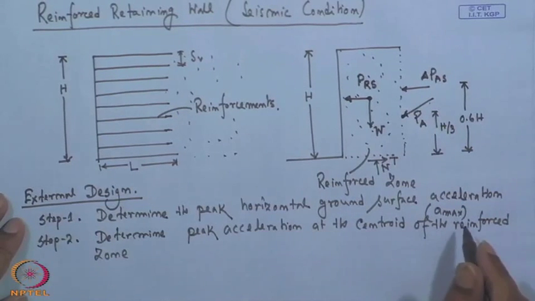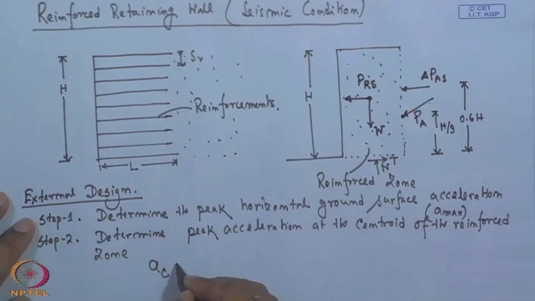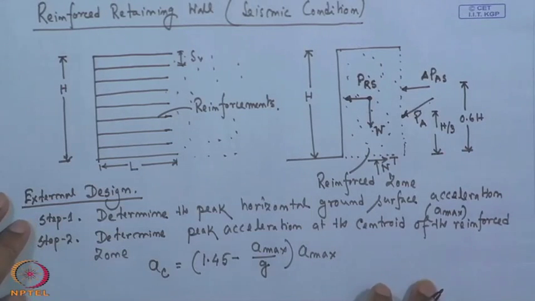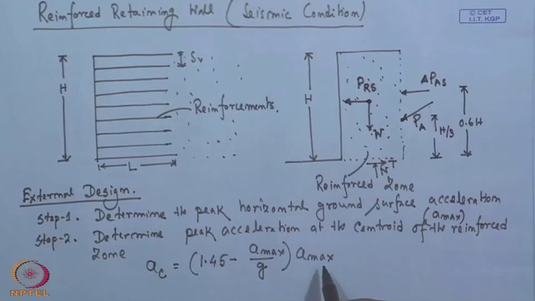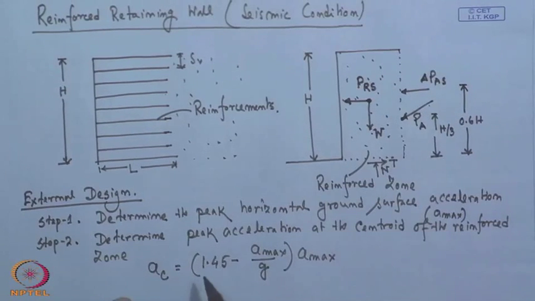Next, we will calculate the peak acceleration at the centroid of the reinforced zone by this expression: AC is equal to (1.45 minus A max by g) into A max. So, first we have to determine the A max, the peak ground acceleration for the particular area. Once we get that A max for the design area, we calculate the centroid peak acceleration of the reinforced zone using this expression, (1.45 minus A max by g) into A max.